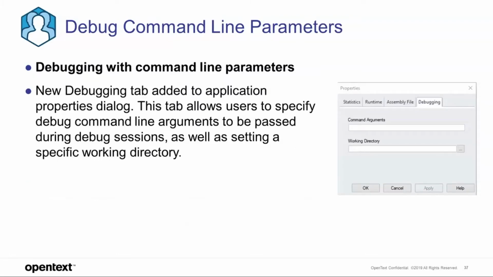For debugging, we do now have command line parameters. So in the application properties, you can set the command line parameters for an application, and that is as if you would launch that application, including those command line parameters, which is important for testing applications.